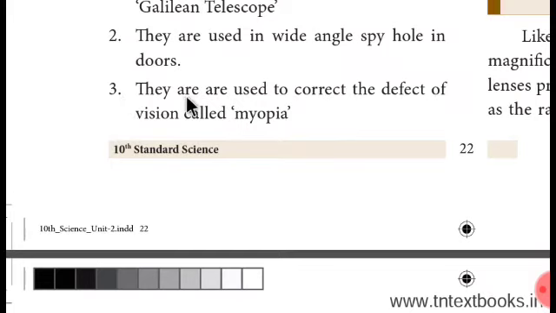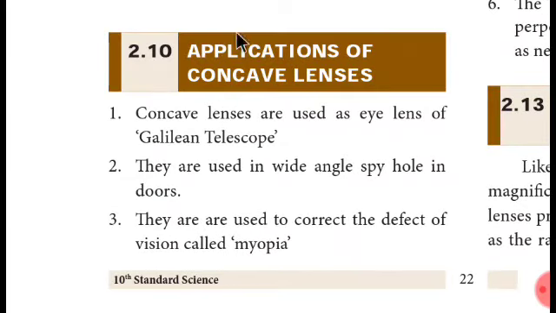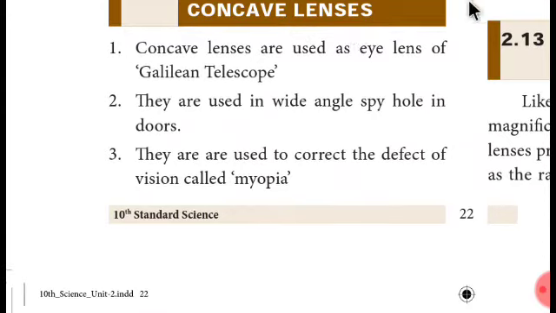And the third one is that they are used to correct the defect of vision called myopia. In the applications of convex lenses, I said that there is a defect known as hypermetropia, which is corrected using convex lenses. And during that time, I said there is an opposite defect which is corrected by concave lenses, and that's called myopia. Here, they said myopia, and you are getting it right.